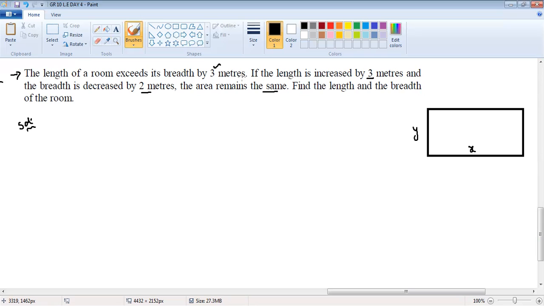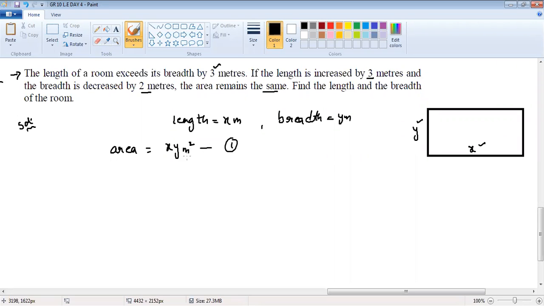Look, this is simple. This is the default one, so x and y. Length is x meter, breadth is y meter. Then area will be xy. This is default, number one, no doubt in that. So area will be xy meter square.